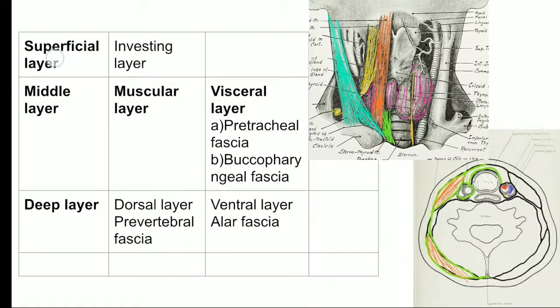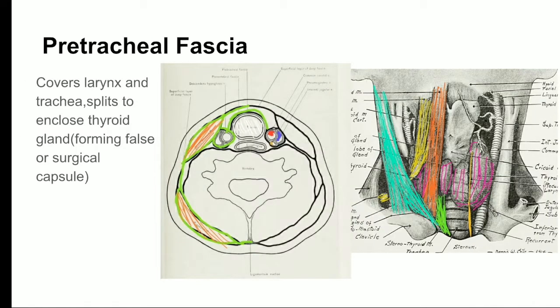So with this knowledge in mind, let's begin by talking about the pretracheal fascia. And I'll give you more details on the layers mentioned in the deep layer as and when we come to it. So let's begin by talking about the pretracheal fascia. Now the pretracheal fascia, as I told you before, is one of the visceral layers of the neck. So it covers the larynx and the trachea and splits to enclose the thyroid gland, forming a false surgical capsule.